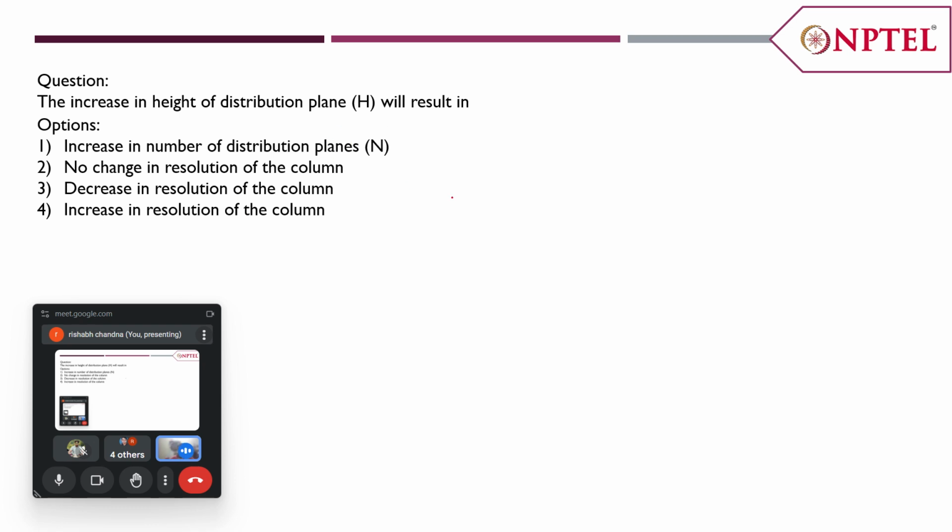As we just studied, the number of distribution planes is directly proportional to the height of the column and inversely proportional to the height of the distribution plane. So here the height of the distribution plane has been increased, so the number of distribution events will go down. So the first option is wrong.